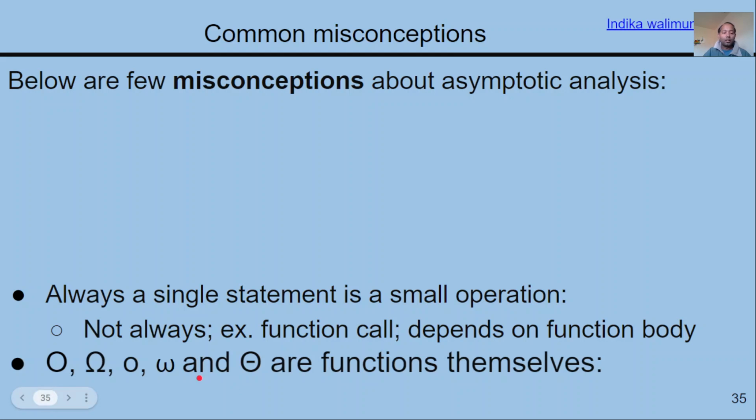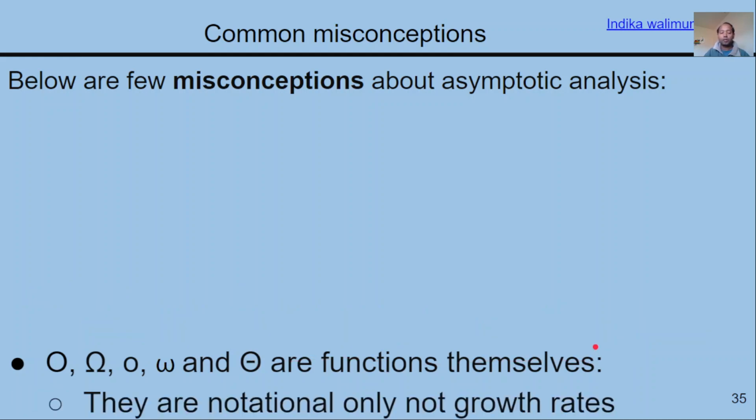The other one: are big O, big omega, small o, small omega, and big theta functions themselves? No. They're just notation. They are notational definitions only. They are not growth rates. A growth rate is just a function, like for example 2 times n to the power 2 is a growth rate.